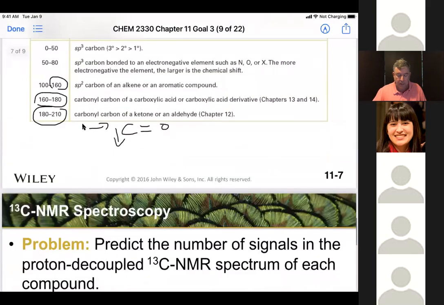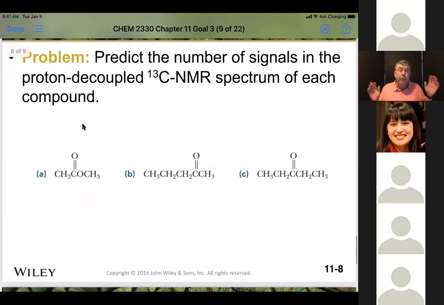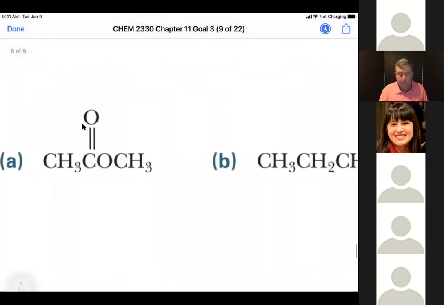Okay. So let's predict the number of signals for each of these compounds, just like we did before, and I also want to play with the relative position of these. Let's look at this first one here. If we looked at this in proton NMR, we would have two peaks, because we have the CH3 that's attached to the carbonyl, and we have the CH3 that's attached to the oxygen. But I'm going to tell you, we don't have two peaks on this one. We're looking at the carbons. We're looking at the unique carbons.